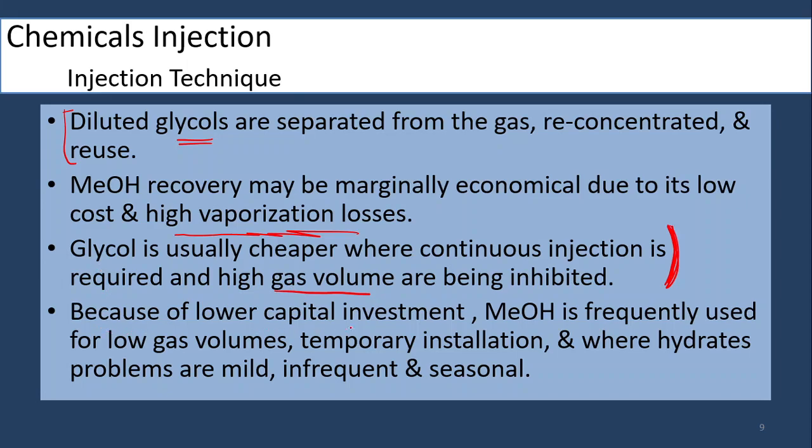Because of the lower capital investment, methanol is frequently used for low gas volumes, temporary installations, and where the hydrate problems are mild, infrequent and seasonal. In these cases you can go for the methanol basis. So where the gas volumes are low, we can go for the temporary installation. Means sometimes we need it, sometimes we don't, where the hydrate problems are mild, infrequent and seasonal. For that we can go for the injection technique.